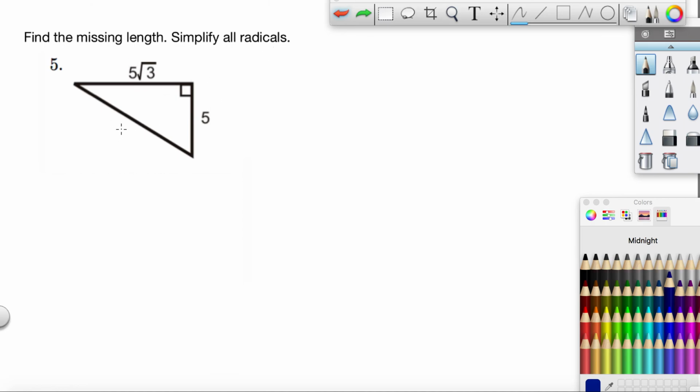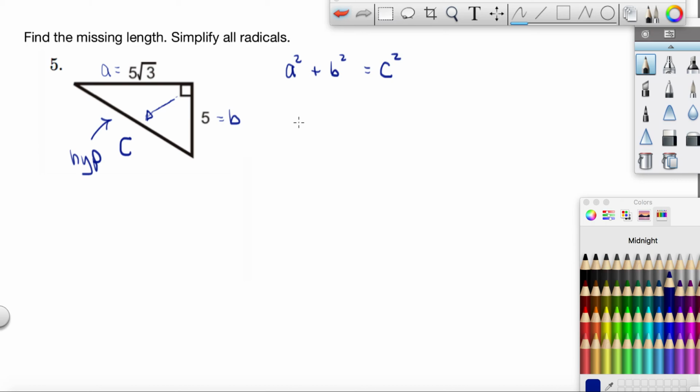So we're looking for this hypotenuse right here. How do we know it's a hypotenuse? Well, it's a right triangle and it is the largest side, and it is opposite the 90-degree angle. So we call the hypotenuse C, and the two legs are A and B. And we know that the Pythagorean theorem states that if we square the two legs and add them, it equals the square of the hypotenuse.